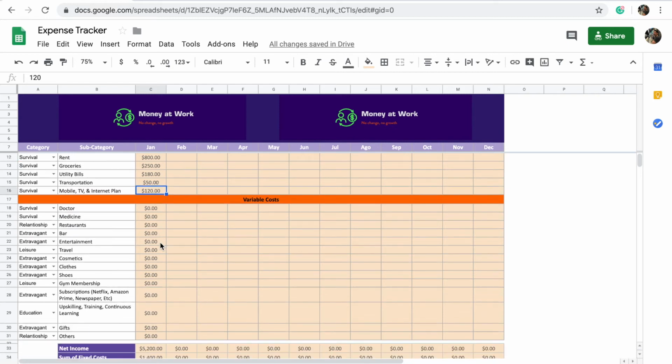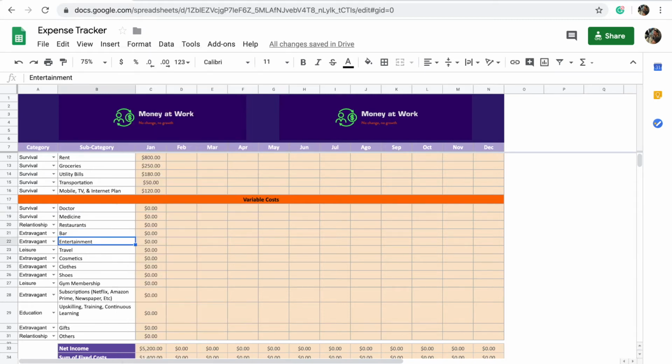I like to do my expense tracker not every day, but every 2 or 3 days. I just get all the messages and the receipts that I have, I sum these numbers and fill them out here. So let's start with the variable costs.